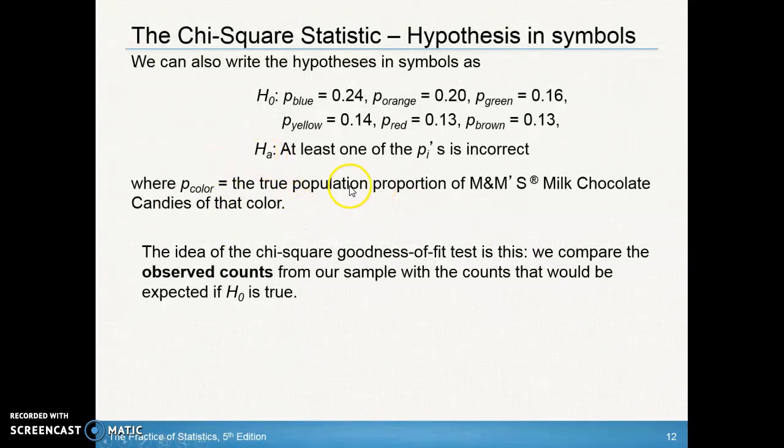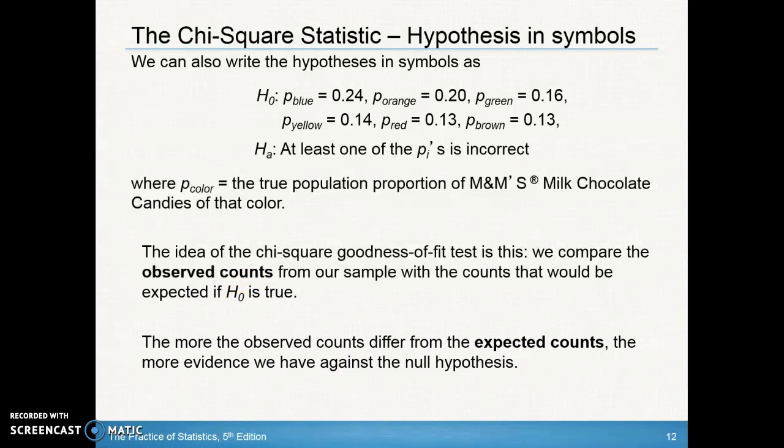The idea of a chi-square goodness of fit is this, what we've been talking about, that we're comparing the observed counts from our sample with the counts from the expected value. So are they the same or are they different? Now, here's something key. The more that the observed counts differ from the expected counts, the more evidence we have against the null, which makes sense because if they're far away from the expected, then that's stronger evidence to show us that what we got is not what we should have gotten.